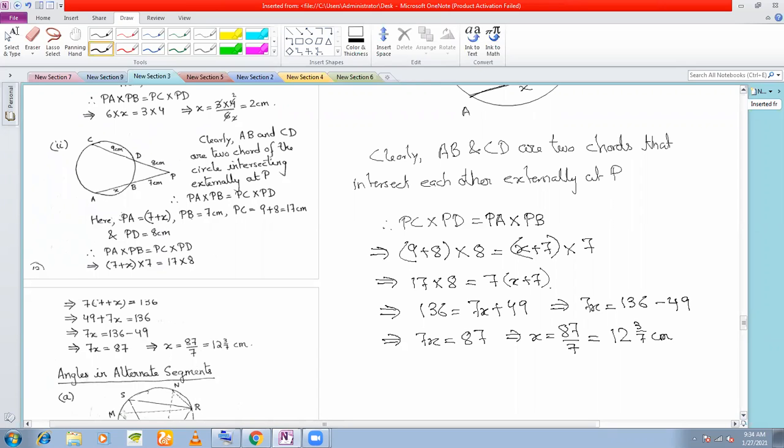Okay, so this was a fairly easy theorem. That is, if two chords intersect each other, then the product of the lengths of the segments must be equal. No need to write the statement in the case of this theorem. But in case of others, if you write it, it's okay also. But for other theorems, you must write. You must make it a habit.